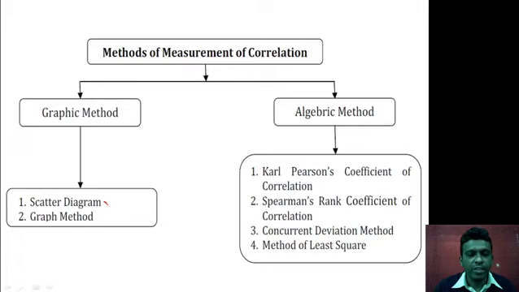the first graphic method, that is scatter diagram. Then under algebraic methods you have the first one, that is Karl Pearson's method of correlation. Then under the algebraic methods itself you have Spearman's rank coefficient of correlation. So these three methods are there in your syllabus. So students, let us study these methods in detail.